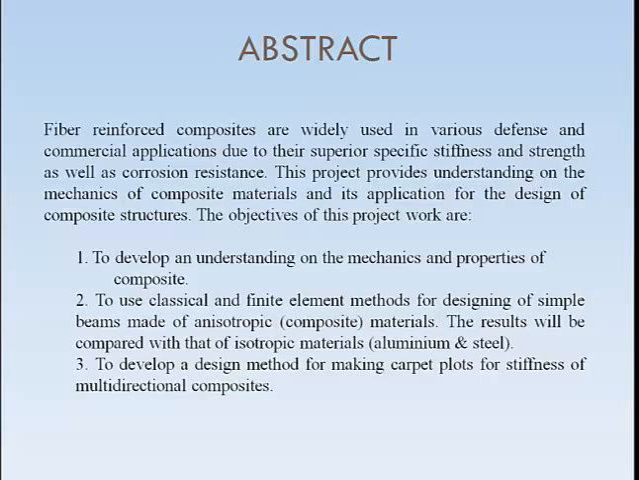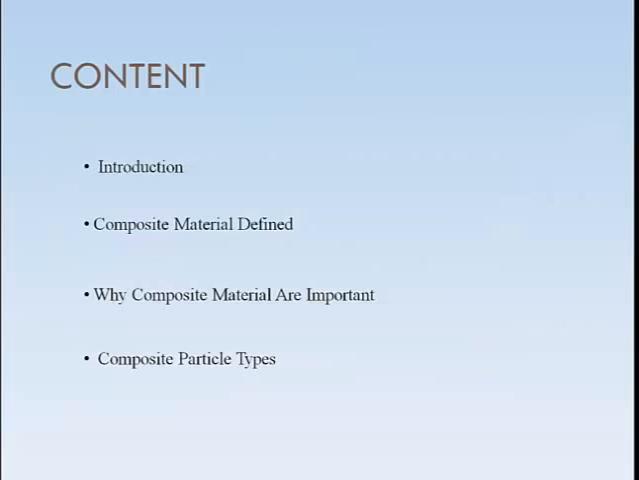The objectives of this project are to develop an understanding on the mechanics and properties of composite, to use classical and finite element methods for designing of simple beams made of anisotropic composite material. The result will be compared with that of isotropic materials, aluminum and steel. To develop a design method for making carpet plots for stiffness of unidirectional composites.